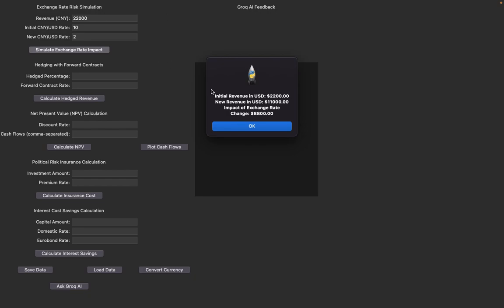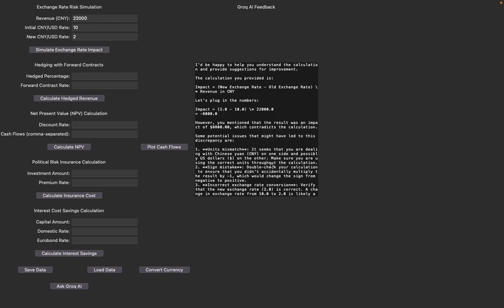11,000. And the initial revenue would be around 22,200. So that's what this exchange simulation risk would generate. So once we click OK, we would have the same analysis done by the Grok AI. The Grok AI would explain how the impact was.